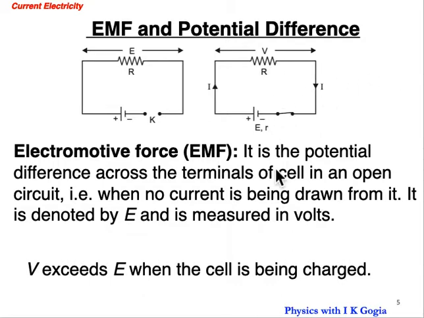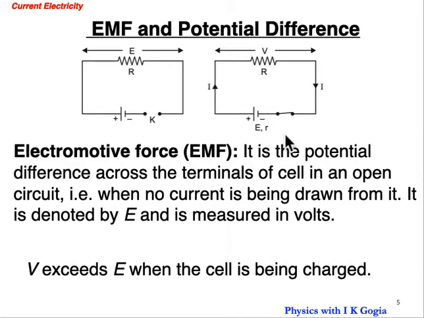The definition of electromotive force of a cell or EMF of a cell is the potential difference across the terminals of a cell in an open circuit, that is when no current is being drawn from it. It is denoted by capital E and is measured in volts because it is potential difference. Remember, EMF is the maximum potential difference which a cell is capable of providing.